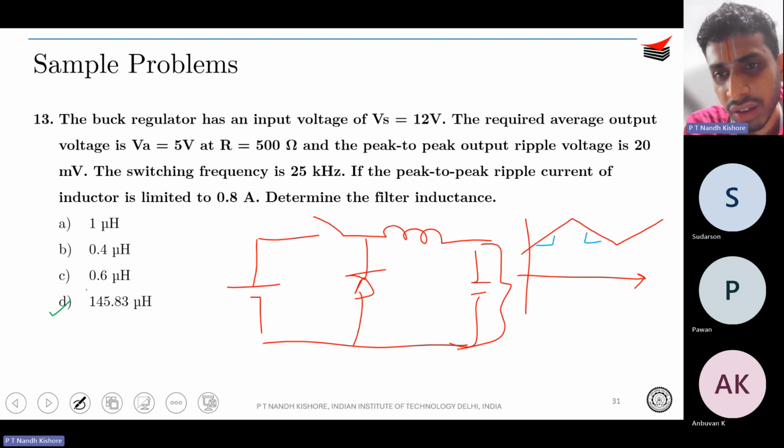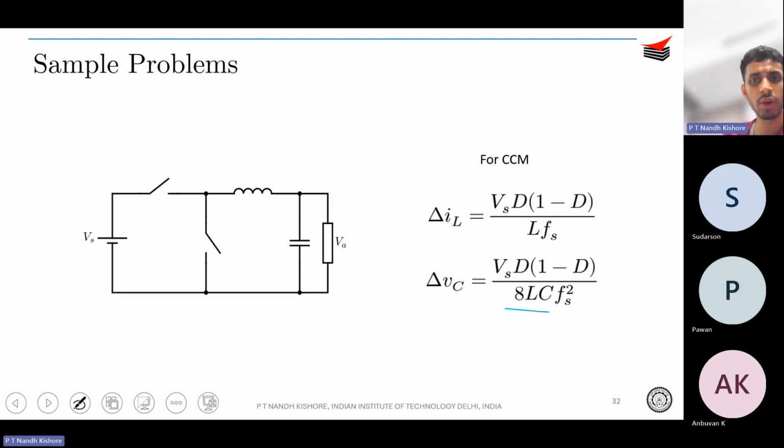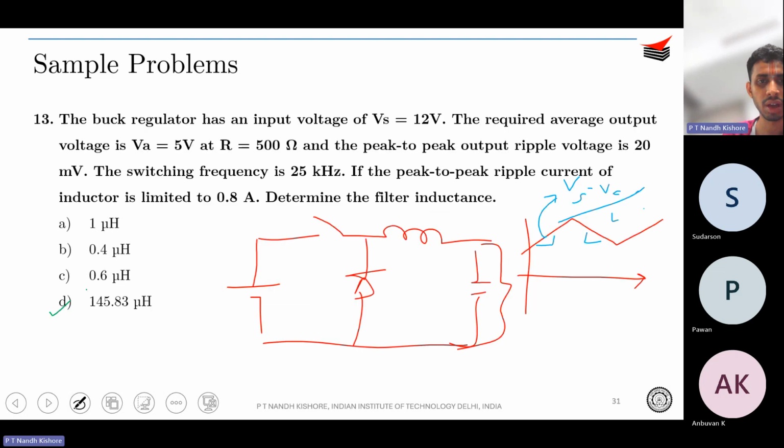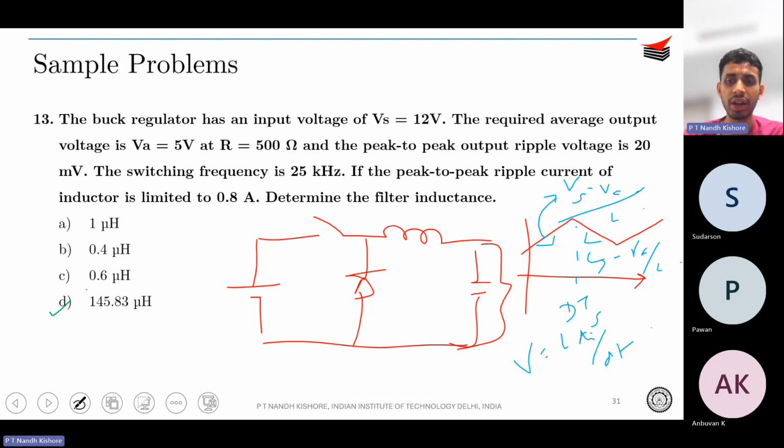Something like this. So during this period, what happens? The voltage is Vs minus Va over L, right? That is what we have drawn over here as well. So just know the voltage, the time is dTs. Therefore, V is equal to L dI by dt. Correct? Just substitute the voltage values and delta I, and dt is your dTs. Therefore, you will get what is your L. It's 145.83 microhenries. It's a simple problem, and the solution is also given over here.